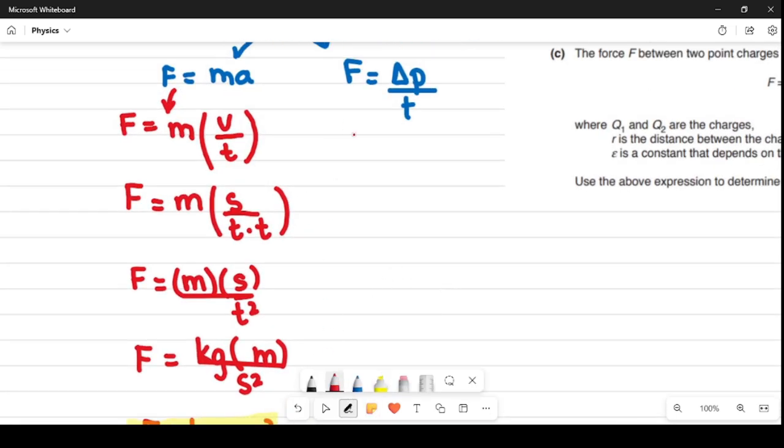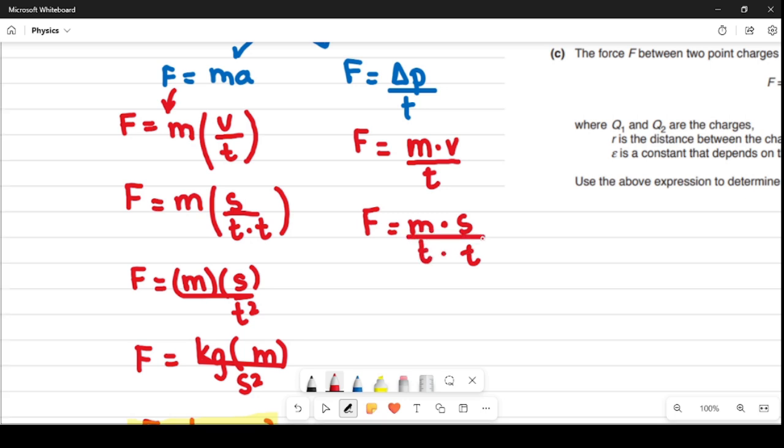So your second formula is F is equal to momentum over time. Momentum is not a base quantity. The formula for momentum is mass into velocity. Velocity is again not a base quantity. Velocity is displacement over time. We already have a t here, and here goes your formula. Can you see? They're the same.